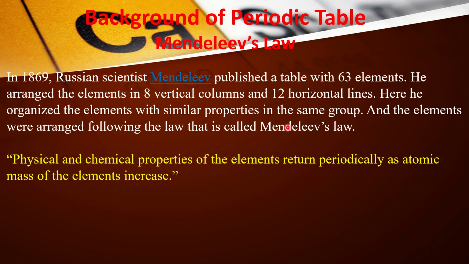What is Mendeleev's law? Physical and chemical properties of the elements return periodically as atomic mass of the elements increase. That means they will be repeated as atomic mass of the elements increase. That means the elements of the same group have similar properties. They are repeated.